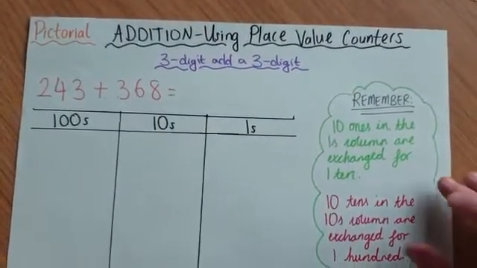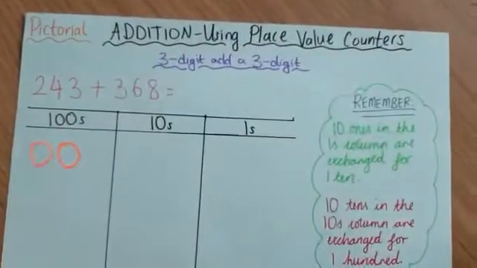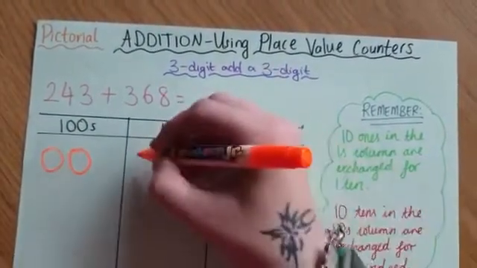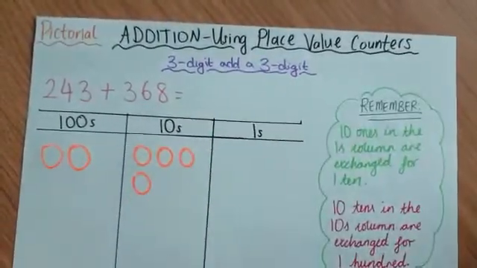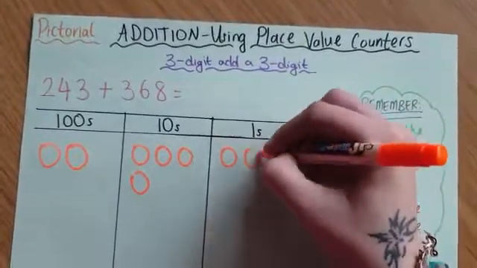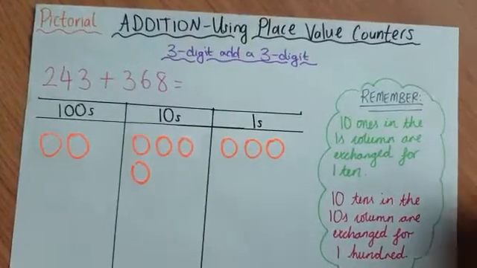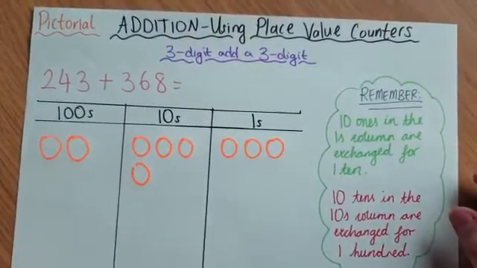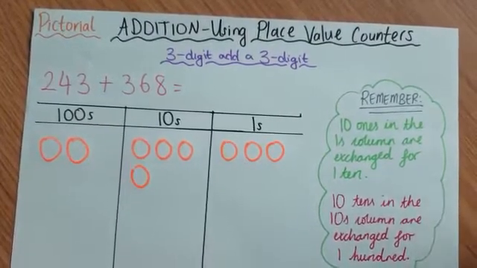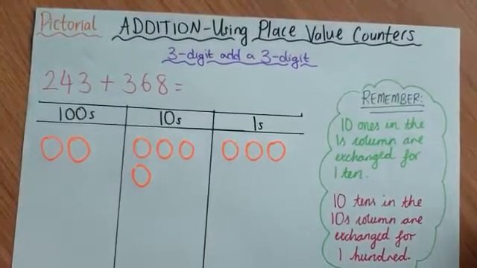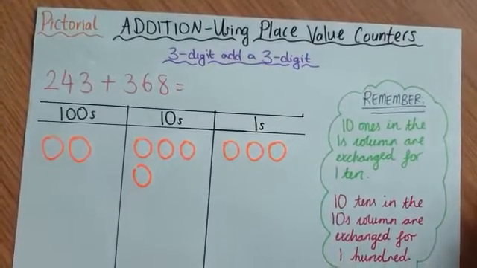So I will need 2 hundreds, and I will need 4 tens, and I will need 3 ones. Again, if you want to encourage the children to write the value inside each counter, you can do so, as that can also help them to remember the value of each counter. We're then going to add the next amount, 368.